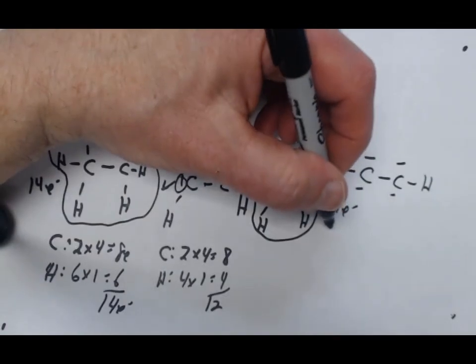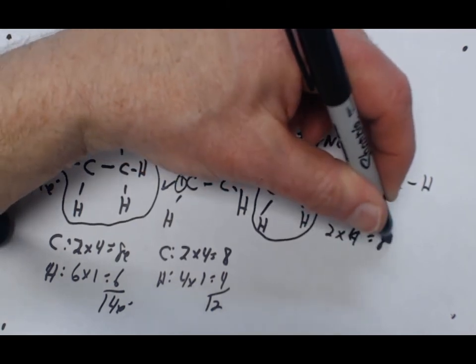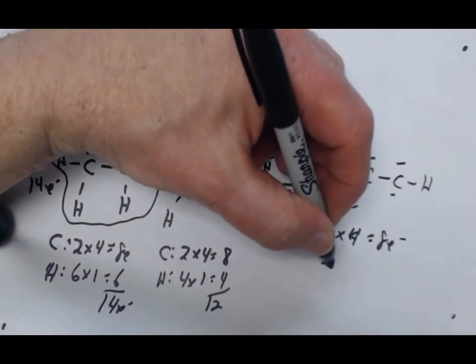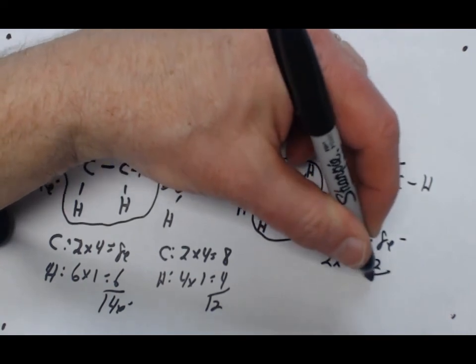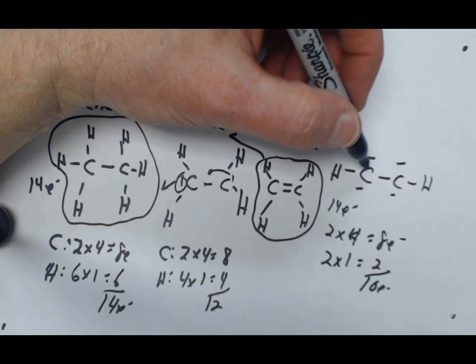But how many should I have? I have 2 carbons, which each bring in 4 electrons, gives me 8. And I have 2 hydrogens, each brings in 1, gives me 2. I should have 10 electrons, but instead I have 14 again. So I have to get rid of 2 pair of electrons.